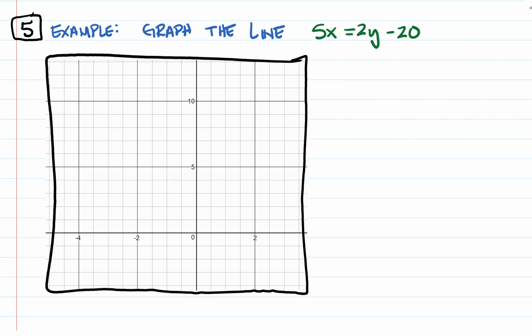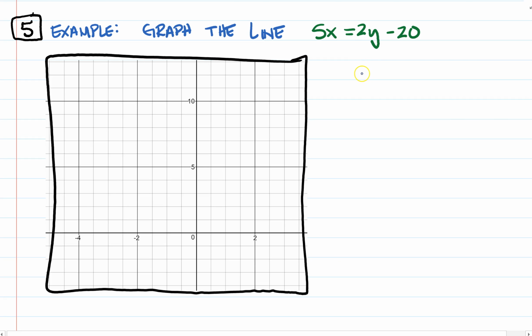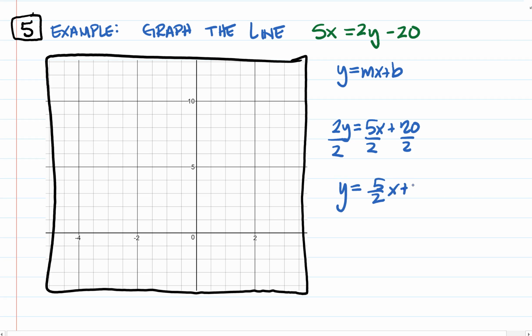Okay, box number 5, I'm going to show you an example of how to graph a line. So I have 5x is equal to 2y minus 20. So one thing that we can do is put this equation into slope-intercept form, which is, of course, the form y equals mx plus b. So if I rearrange this for y, I would get 2y is equal to 5x plus 20 if I add 20 to both sides. And then I would divide both sides by 2. So I would get y is equal to 5/2 x plus the number 10.